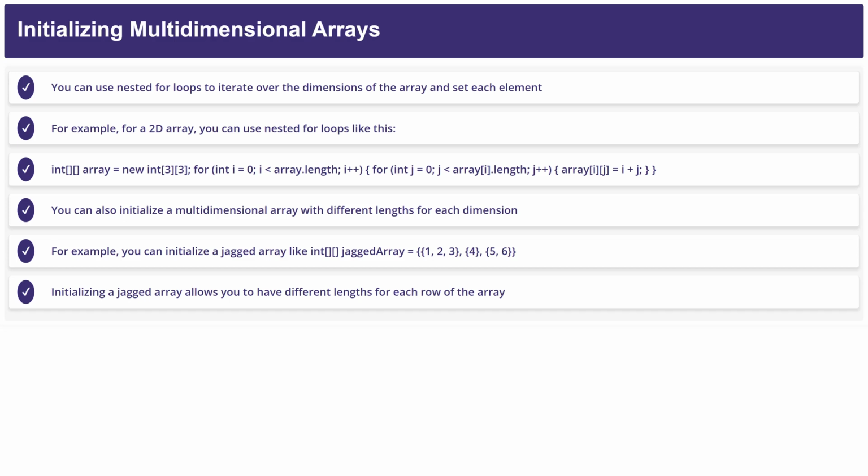int[][] array = new int[3][4]; for (int i = 0; i < array.length; i++) { for (int j = 0; j < array[i].length; j++) { array[i][j] = i + j; } }. Additionally, you can also initialize a multidimensional array with different lengths for each dimension. This is known as a jagged array and can be initialized like int[][] jaggedArray = {{1, 2}, {3, 4, 5}, {6}}. Initializing a jagged array allows you to have different lengths for each row of the array.